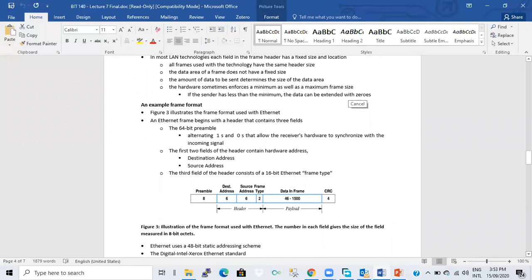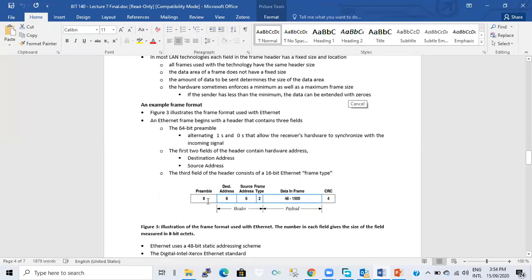Below is just an example of a frame. So this Figure 3 illustrates the frame format that is used in a technology called Ethernet. An Ethernet frame begins with a header that contains 3 fields. So if you look at this, we have a 64-bit preamble, which is made up of alternating ones and zeros, that allows the receiver's hardware to synchronize with the incoming signal.